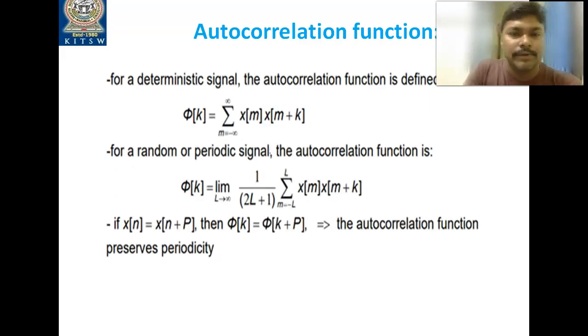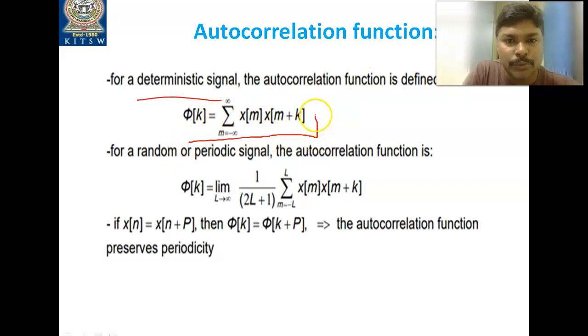All right, so these are the very important mathematical expressions that you need to observe, even though we have already gone through them. For a deterministic signal, the autocorrelation function, denoted by phi of k, is equal to the summation over m from minus infinity to infinity of x of m times x of m plus k, where x of m is the speech signal and x of m plus k is the signal shifted by k samples.